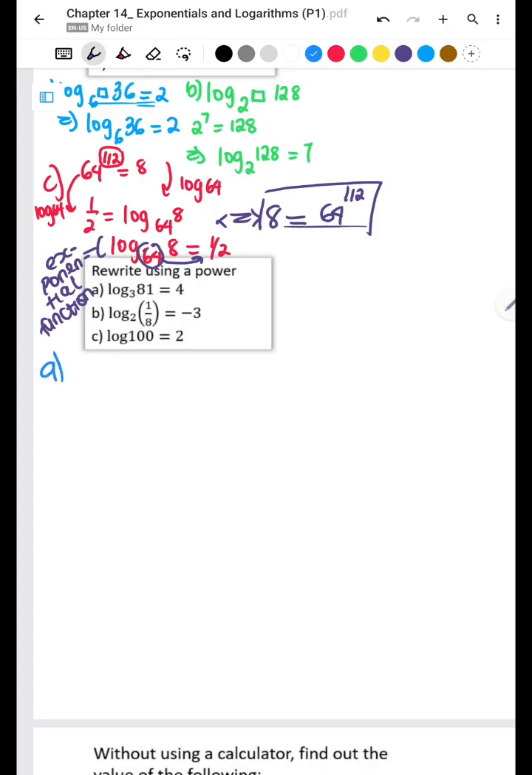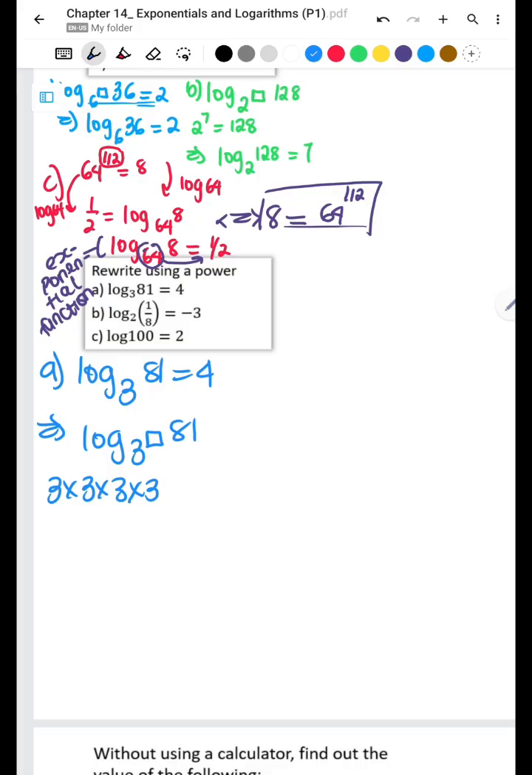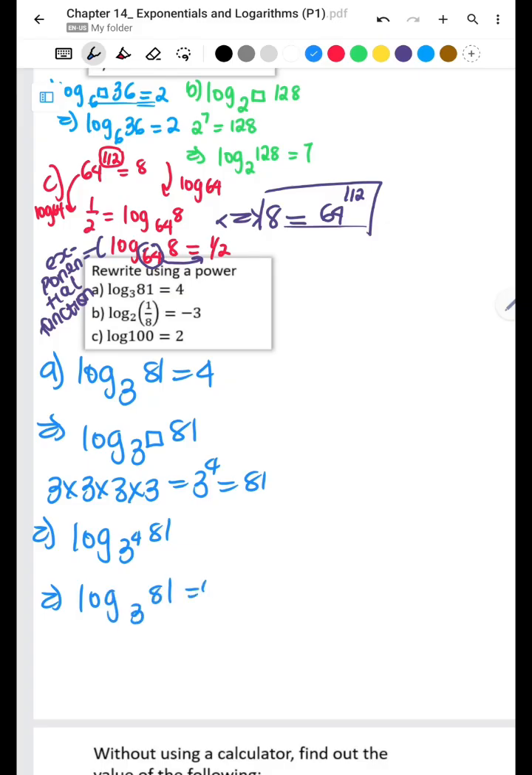So the A part, let's quickly rush through this so we can get to the real questions. Log base 3 of 81 is equal to 4. Using the first method, this implies log base 3 of what would give me 81, and I know 3 times 3 times 3 times 3, which is 3 to the power of 4, is equal to 81. That implies log base 3 of 81 is equal to 4. That means 3 to the power of 4 is equal to 81.